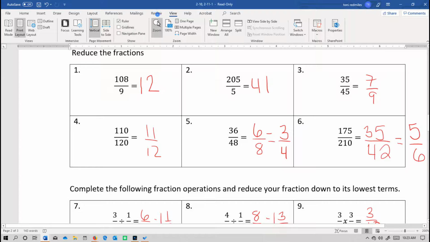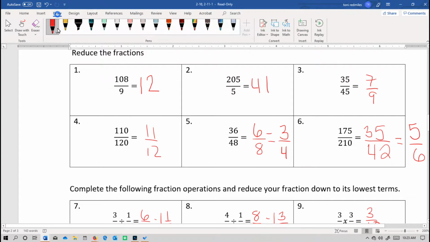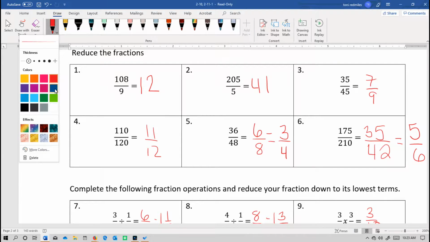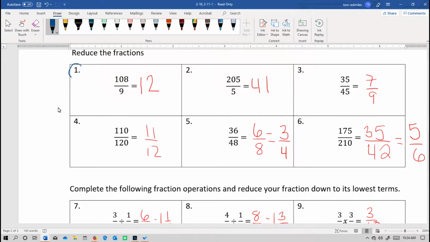So the best way of reducing when you're doing numbers like this, like really big numbers, is to always go first for making it a mixed number, okay, so that your numbers are smaller. That only works in questions like 1 and 2 where the top is bigger than the bottom. All the rest, the top is smaller than the bottom, so that doesn't work. And in 1 and 2, they ended up being whole numbers.